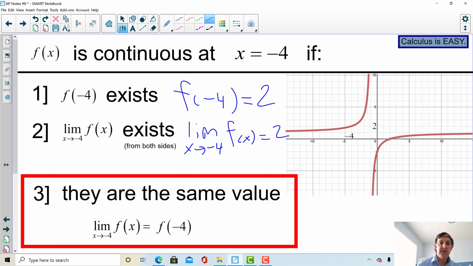Now we can go to our third condition. We got 2 for both examples. So the limit as x goes to negative 4 of f of x does equal f of negative 4. So we would say yes, f of x is continuous at x equals negative 4.